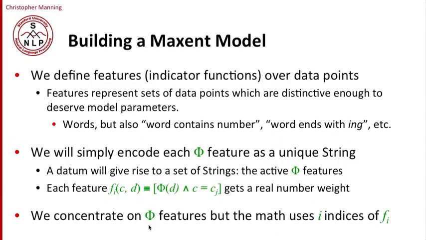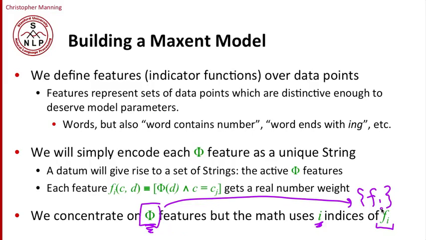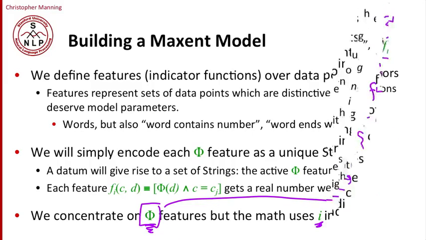We concentrate on defining the phi features in terms of what are useful features for the problem domain, but you should remember that in the presentation that follows and in the code, the code is working in terms of indices i of the individual f features, where each phi feature is then being turned into a set of f features, one for each class.